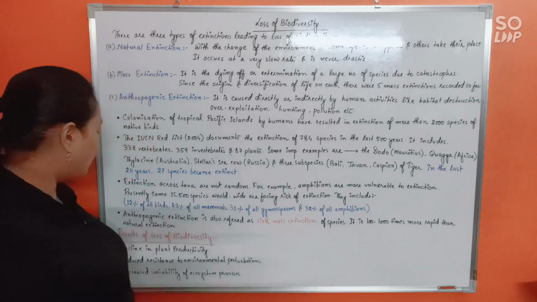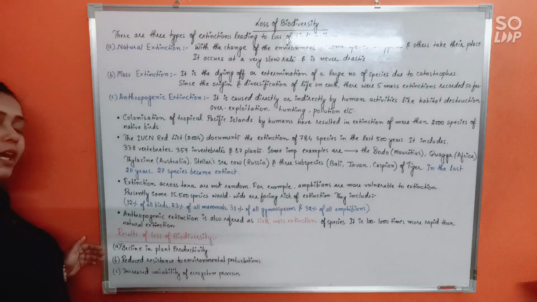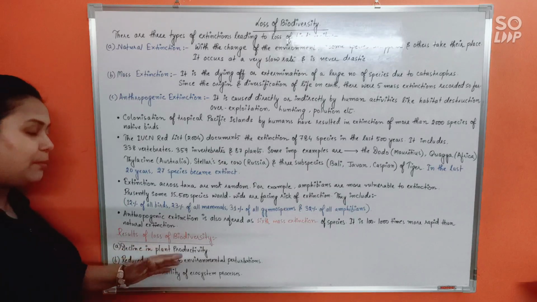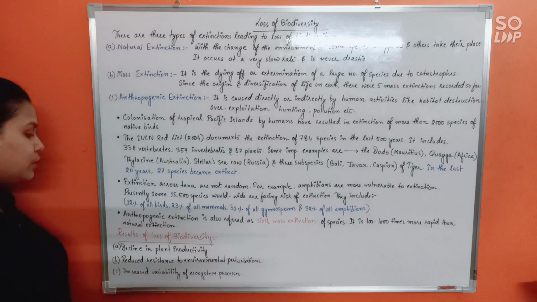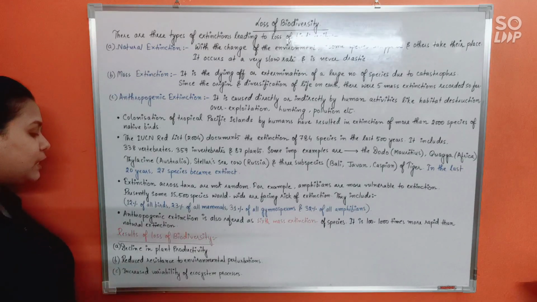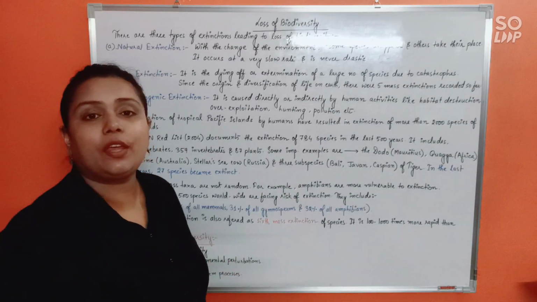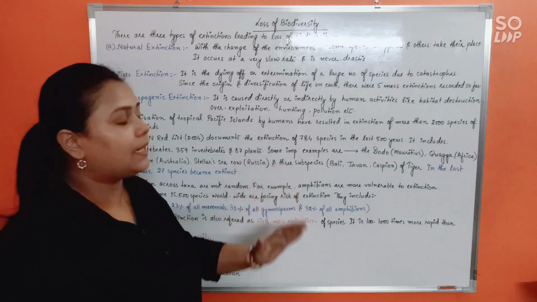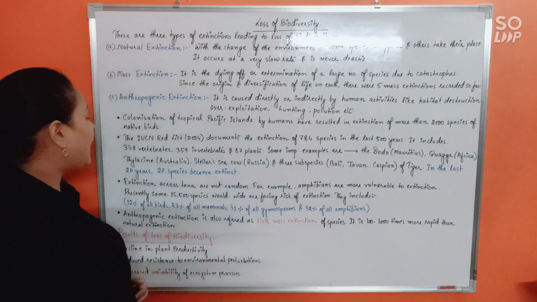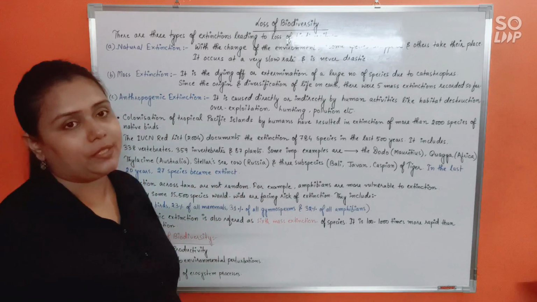Okay. Now, next, results of loss of biodiversity. There are mainly 3 reasons we can document here: decline in plant productivity, reduced resistance to environmental perturbations like droughts, and increased variability of ecosystem processes. Alright, so this part is very important, especially the examples that I have told you about, like dodo from Mauritius, quagga from Africa, thylacine from Australia, etc. All of this part is very important for your exam.